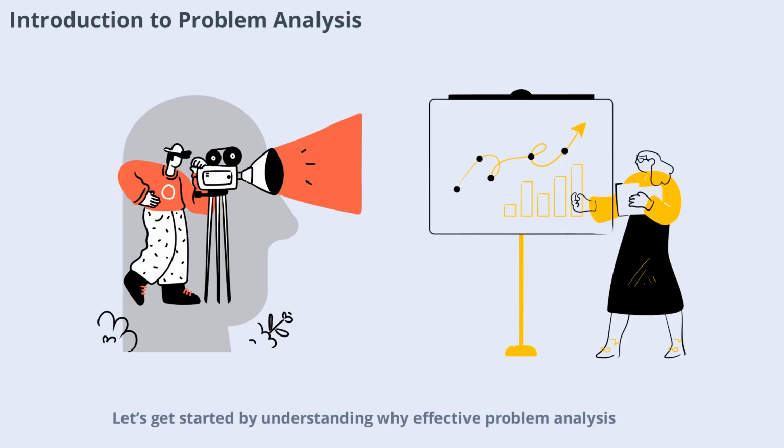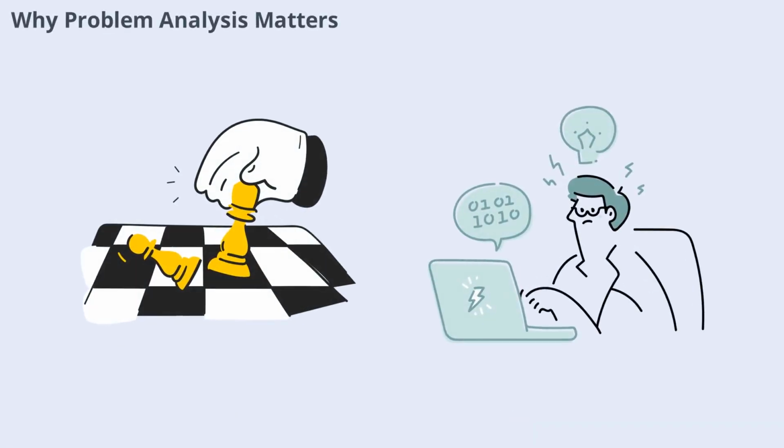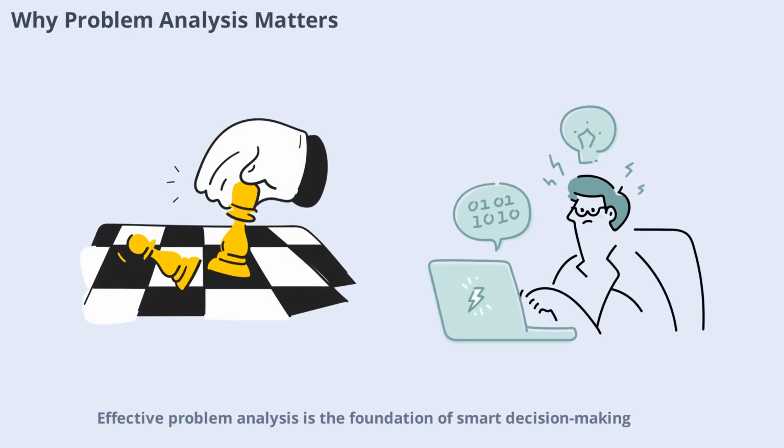Let's get started by understanding why effective problem analysis is such a valuable skill in every aspect of life. Effective problem analysis is the foundation of smart decision-making. When you analyze problems thoroughly, you avoid jumping to conclusions and ensure that your solutions address the real issues. This skill is crucial in business, education, and personal growth. It helps you save time, resources, and energy by preventing repeated mistakes. In this scene, we'll look at how strong problem analysis leads to better outcomes and why it's a skill worth developing for anyone who wants to achieve more with less frustration.